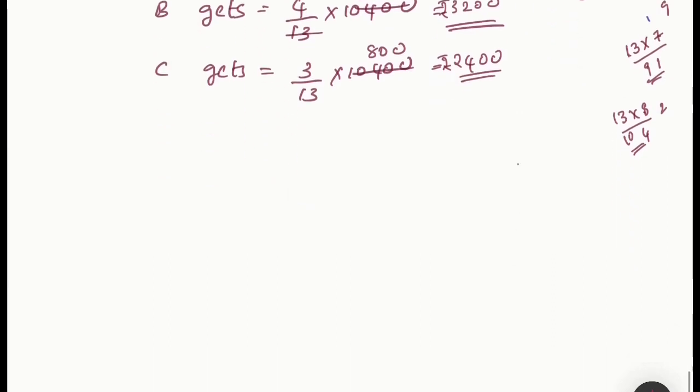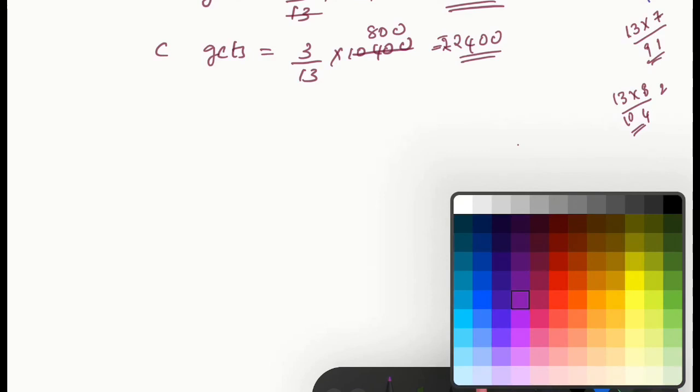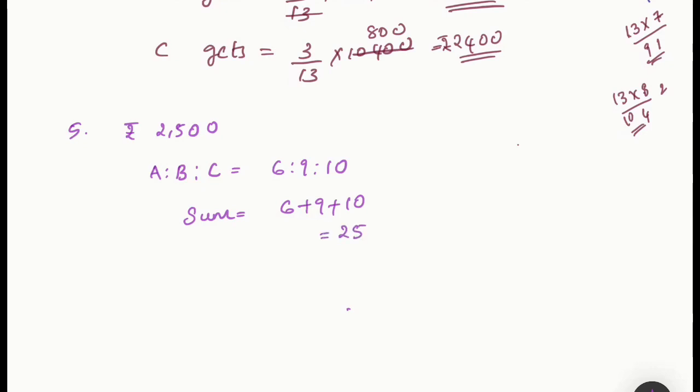Okay, now let me do the fifth question. What is given in question number 5? A profit of rupees 2,500 is divided among 3 people. Again, let me take the people as A is to B is to C in the ratio 6 is to 9 is to 10. How do we do it? The same way. Sum of the ratios you have to take: 6 plus 9 plus 10. So what do you get? That is 25.